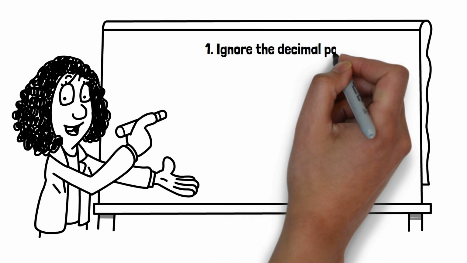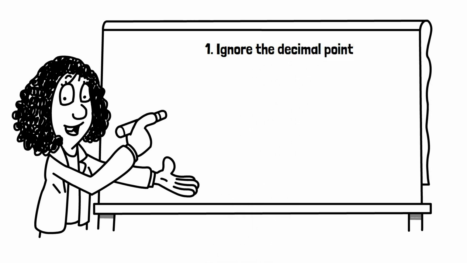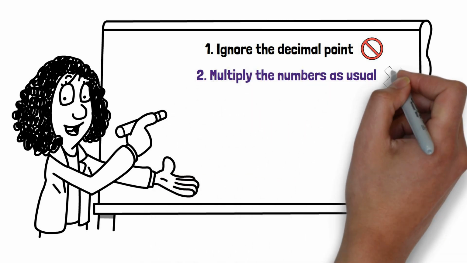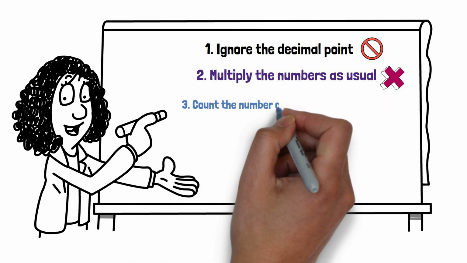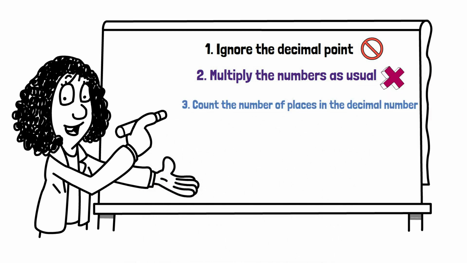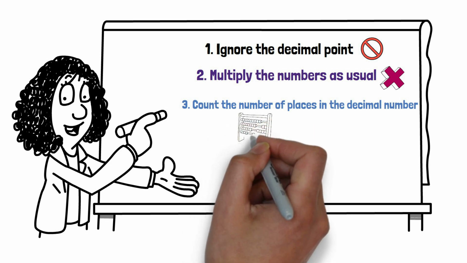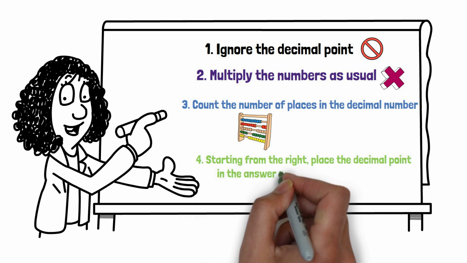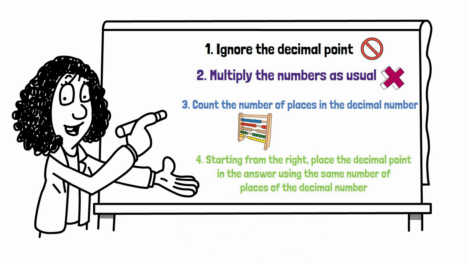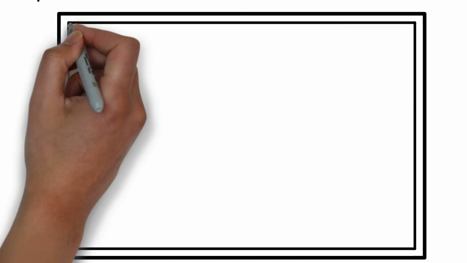First, ignore the decimal point. Second, multiply the numbers as usual. Third, count the number of places in the decimal number. Fourth, starting from the right, place the decimal point in the answer using the same number of places of the decimal number. This will make sense with an example.